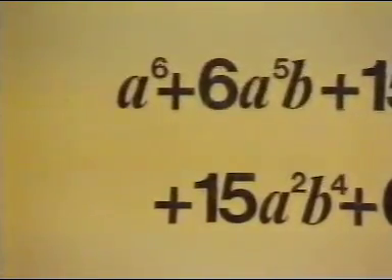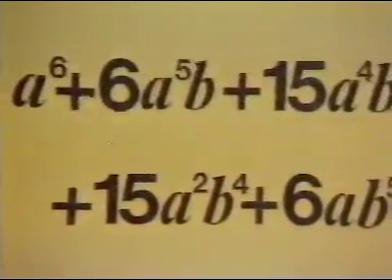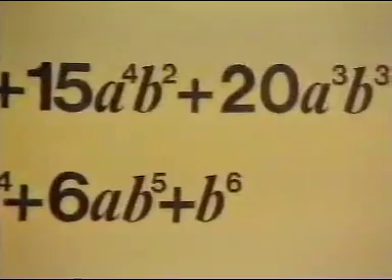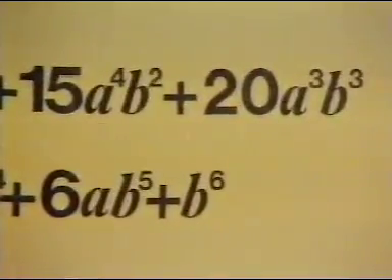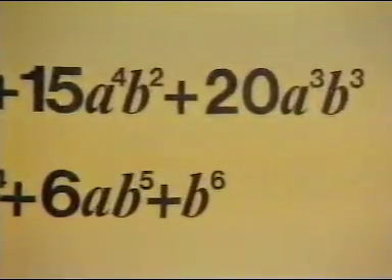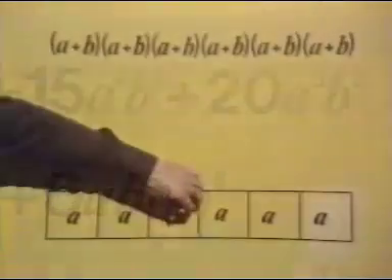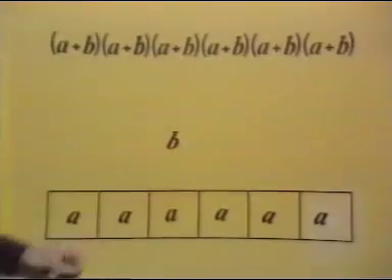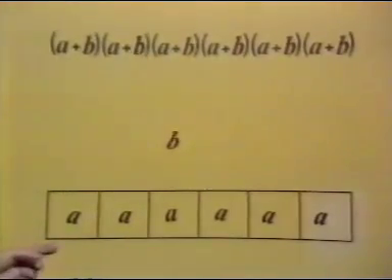But there are other terms in the expansion. How about them? Well, each one is made up of a collection of letters, 6 letters, and a number in front. That coefficient is the number of ways of choosing that number of b's from 6 brackets. For example, a to the 6th is formed by choosing no b's, that is, all a's. And of course, there's only one way to make this choice, so the coefficient is 1.